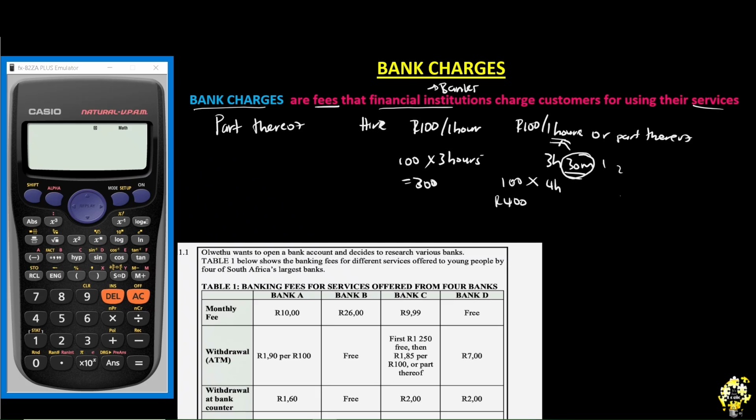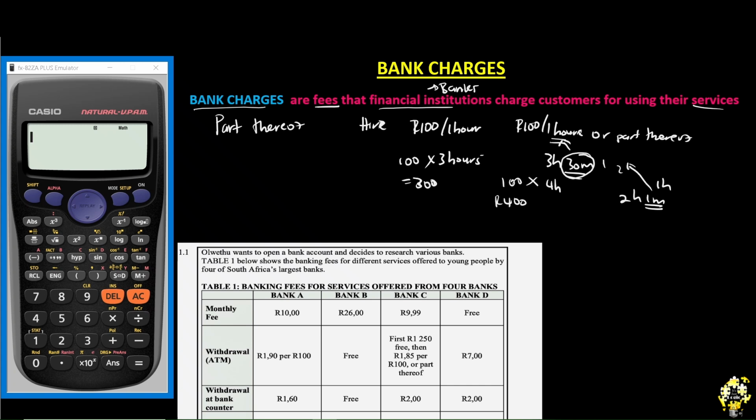If you pop up at work and you actually do work for 2 hours and 1 minute, guess what? You're not going to be paid 200. No, you're going to be paid 300. Why? Because it's 200 for these 2 hours, and this because it's part thereof. It is part of an hour. It is treated as a whole hour.